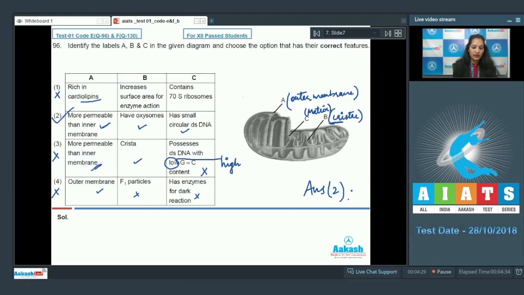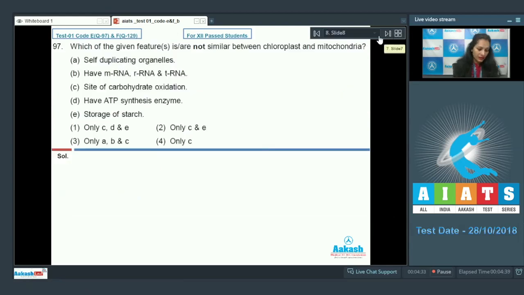Let's move on to the next question. Question number 97. Which of the given feature or features are not similar between chloroplast and mitochondria? Chloroplast and mitochondria both are semi-autonomous cell organelles, and the features of these cell organelles are given here. You need to choose that which of the following features are not similar between these two cell organelles. A, self-duplicating organelles. It is true, both are self-duplicating. This feature is similar between both of them. So this is ruled out.